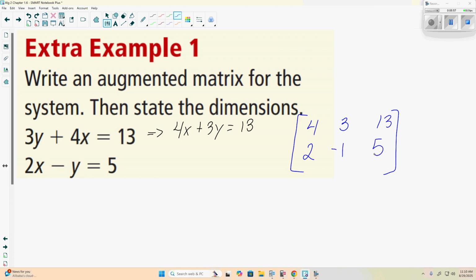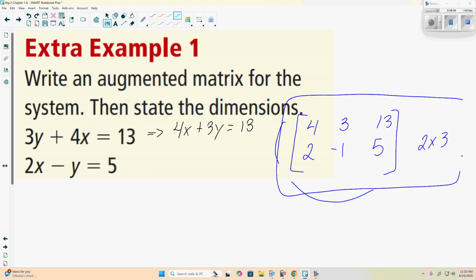And this here would be a 2 by 3. 2 rows, 2 columns. That's it. Questions on this here? We ready? So number of rows, so we go down. So there's 2 rows. Because 1, 2. And then here we have 1, 2, 3. So 2 by 3. So we're just stating the dimensions of the matrix.